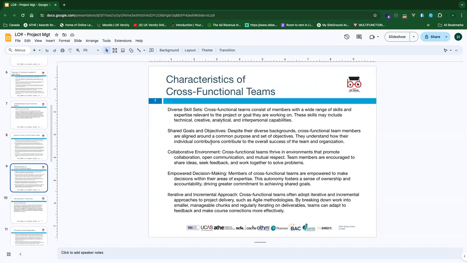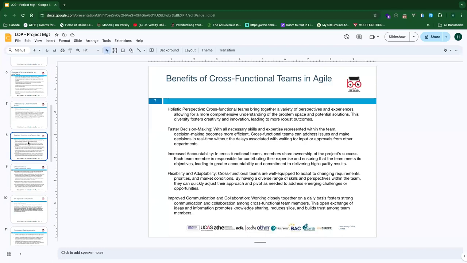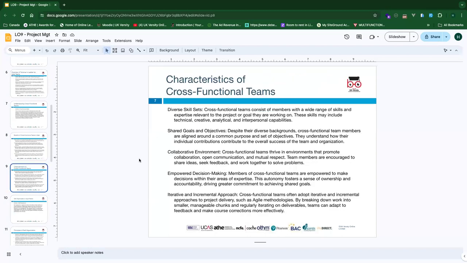Characteristics of cross-functional teams. Diverse skill set. So each member has a diverse skill set. Each member has a wide range of skills and expertise relevant to the project or goal they are working on. The skills may include technical, creative, analytical, and interpersonal capabilities.